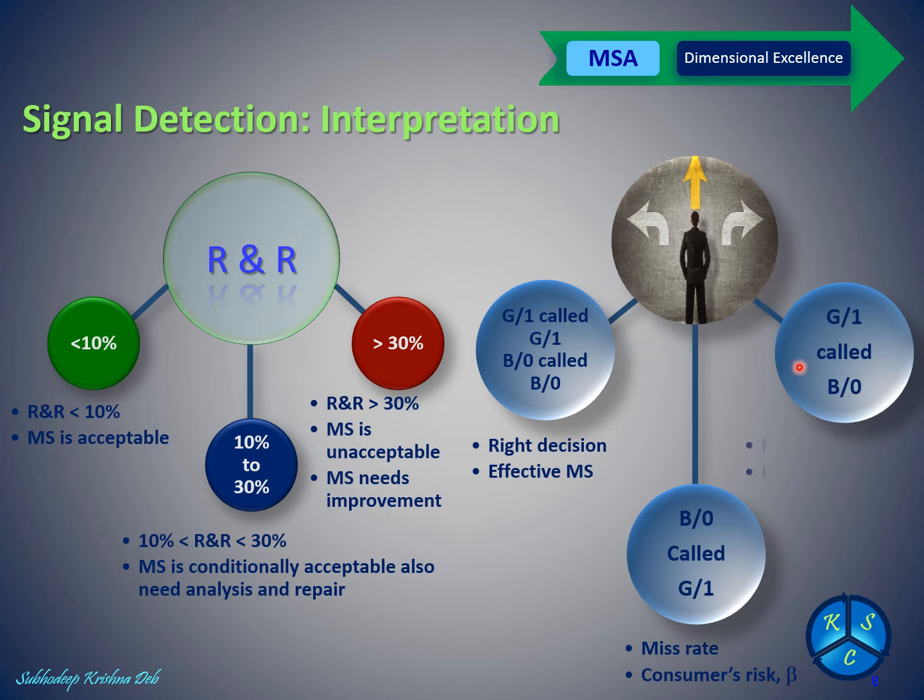On the contrary, when a good part is called a bad part, it is termed a false alarm and is also known as producer's risk, denoted by the alpha symbol. Producer's risk, because in this case some good parts are getting rejected due to misjudgment of the appraisers. So this is called manufacturer's risk or producer's risk.